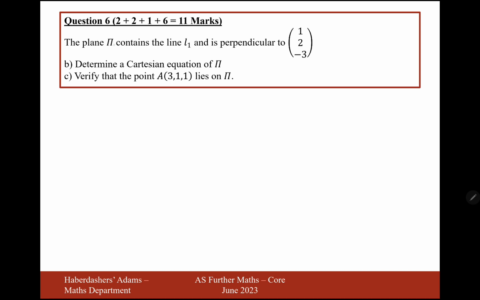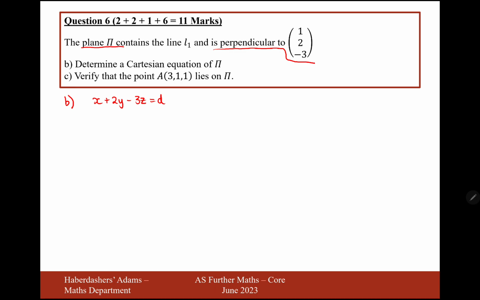The plane pi contains L1 and is perpendicular to (1, 2, -3). Determine the Cartesian equation of pi. Well, if we know that a plane has a perpendicular vector of (1, 2, -3), then we know that the Cartesian form is going to be, using these coefficients, x plus 2y minus 3z equals a certain value d.